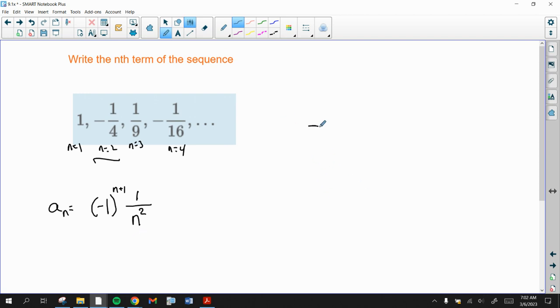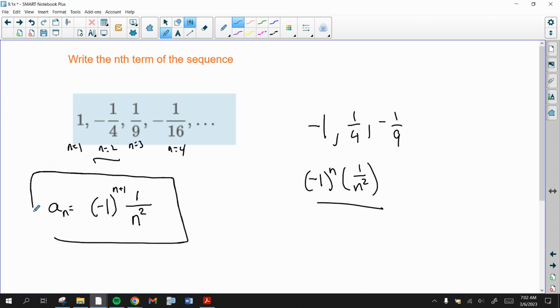So in other words, if it was this instead, then I would have thought, well, -1 to the n plus 1 won't work because I need the first term to be negative. So I would have just made this -1 to the n. And then now my first term, n equals 1, would make that first term negative. The second term, when n is 2, -1 squared is positive, so that second term will be positive. So just think about that. For this particular sequence, this is most definitely the nth term. So that's it.